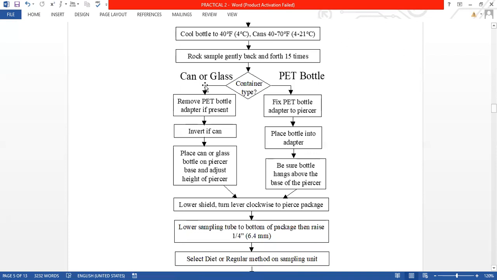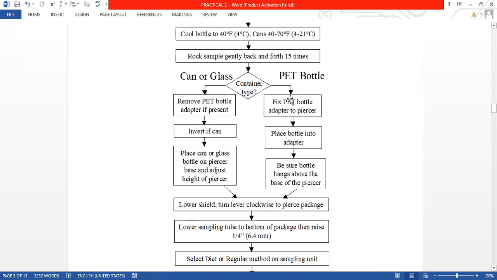For the can or a glass, this is the container type: PET bottle, or a can, or a glass. For can or glass, remove the PET bottle, invert if can, replace the glass bottle on the piercer base and adjust the height of the piercer.